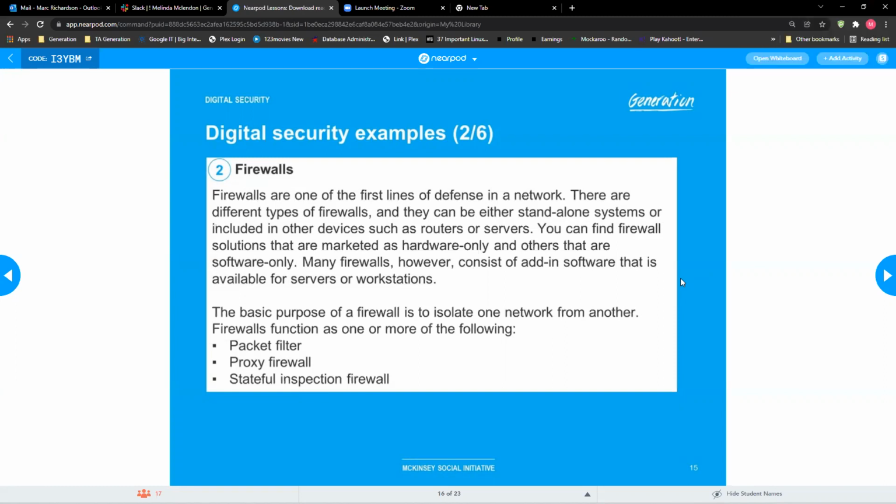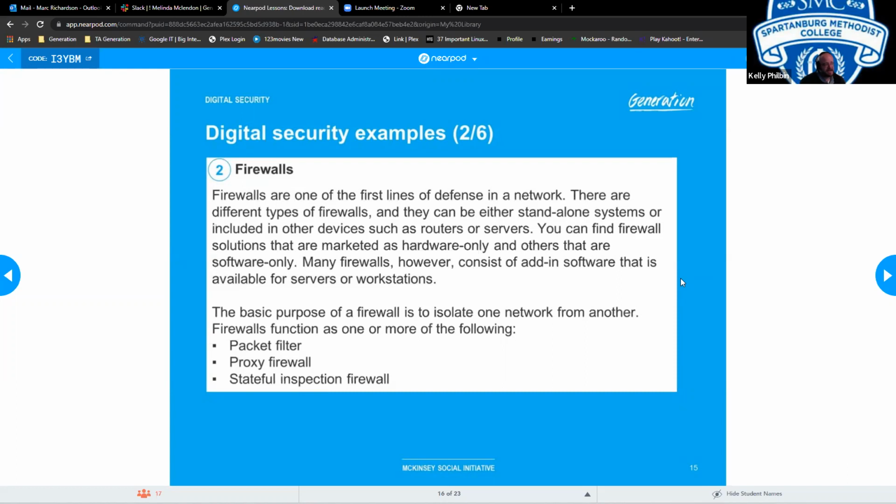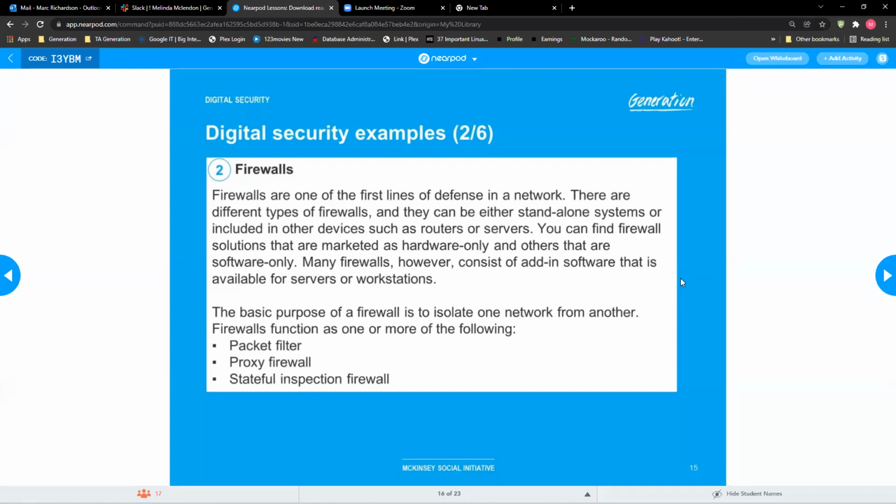Okay, and it can filter networks. It can also filter the type of things that you're sending out and the specific data as well, right? Yes, that's when you're talking about packet filtering. All right, cool. Thank you.